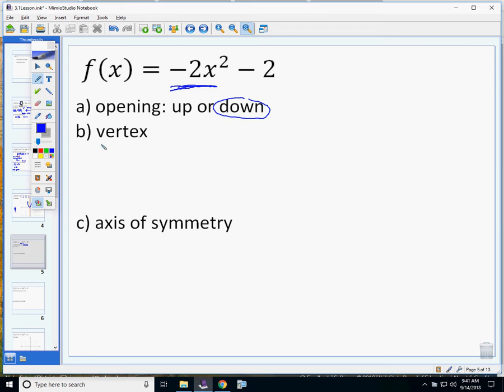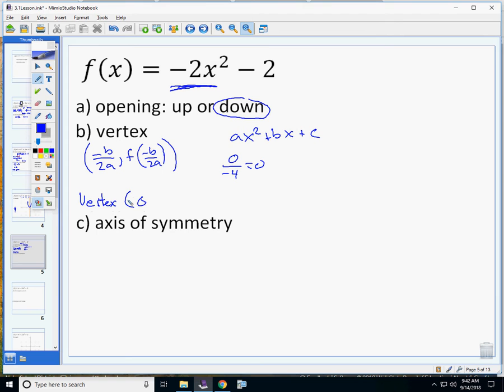Now to find the vertex, again, we're looking for negative b over 2a, and then we'll plug that back into the function to get the y coordinate. So in this case, remember that a is with the x squared, b is with the x, and c is the constant. There's no b, or in other words, b is 0. So if we plug in 0 to our function, and we divide it by 2 times a, we're going to get an answer of 0. So the x coordinate is 0.